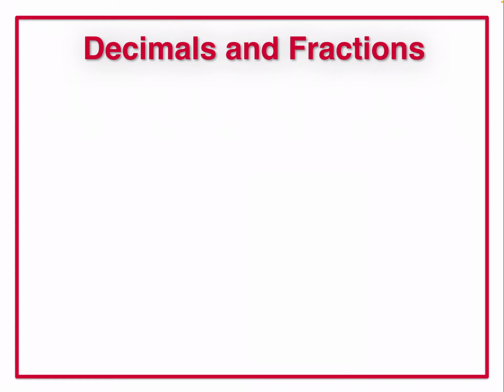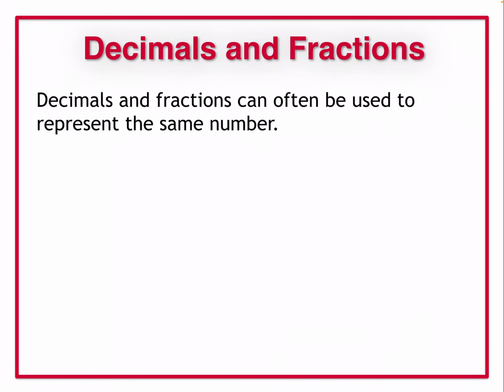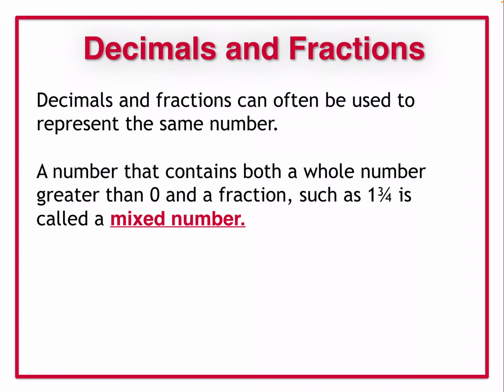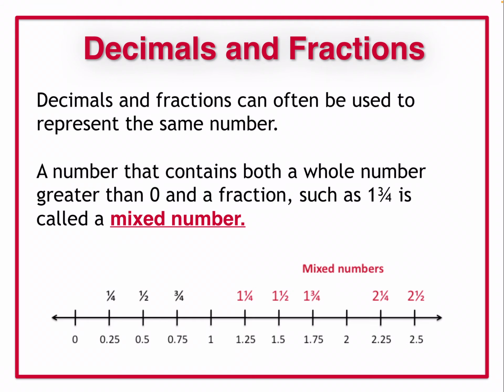Decimals and fractions. Decimals and fractions can often be used to represent the same number. A number that contains both a whole number greater than 0 and a fraction such as 1/3 is called a mixed number. Here we have an outline with examples of the most common mixed numbers and their equivalent in decimal number.